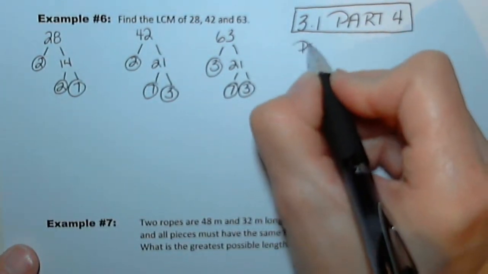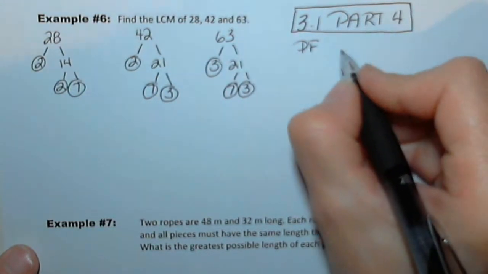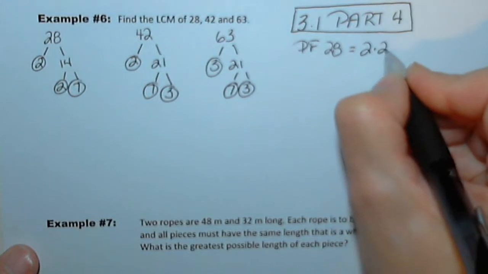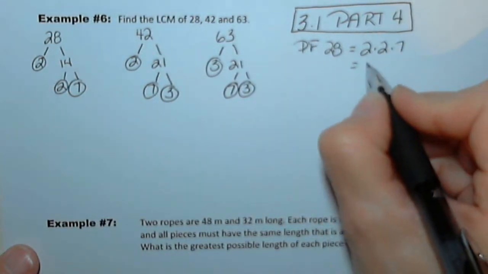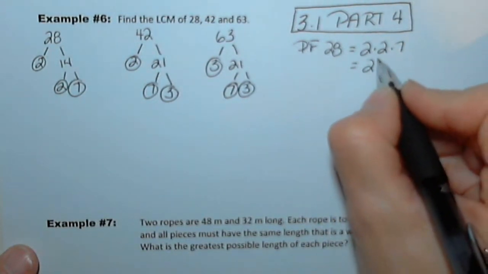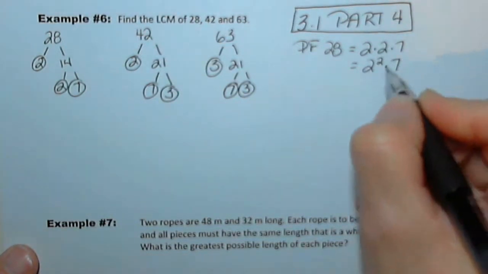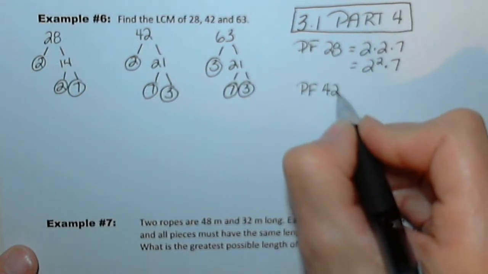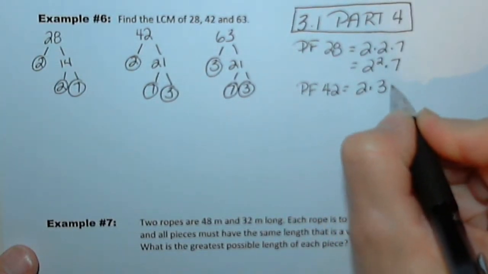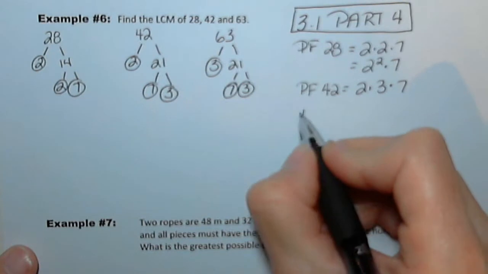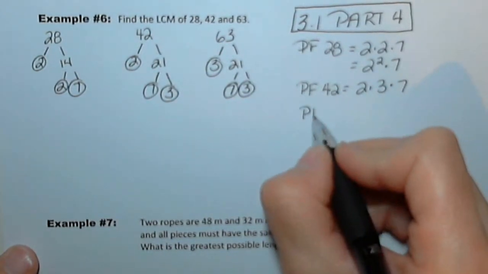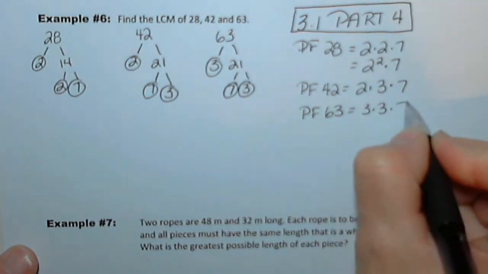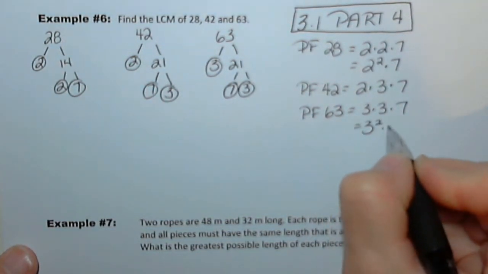And let's do our prime factorizations over here. The prime factorization of 28, we're going to do it in order. So 2 times 2 times 7. And then again, for the LCM, you want to change this to an exponent. 2 squared times 7. And then the prime factorization of 42 is 2 times 3 times 7, and there's no exponents there. And the prime factorization of 63 is 3 times 3 times 7, which is 3 squared times 7.